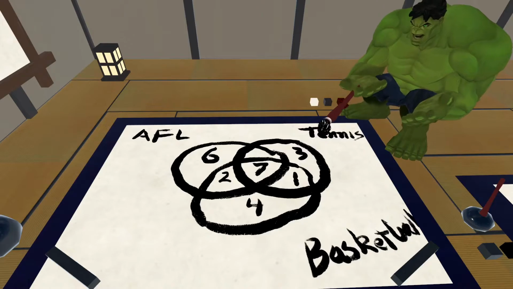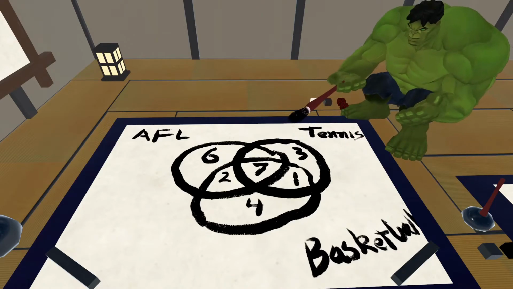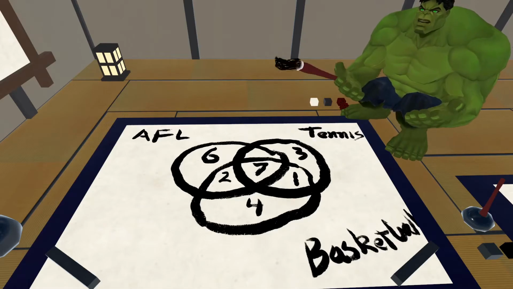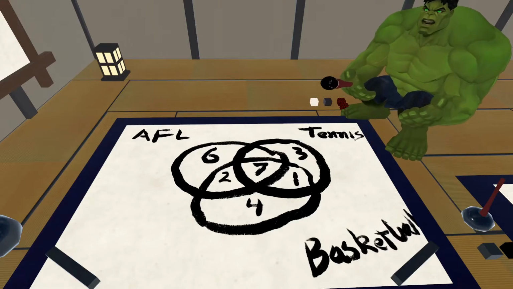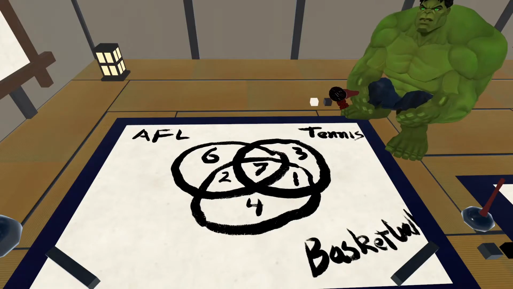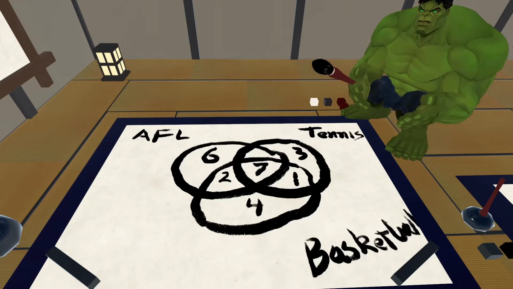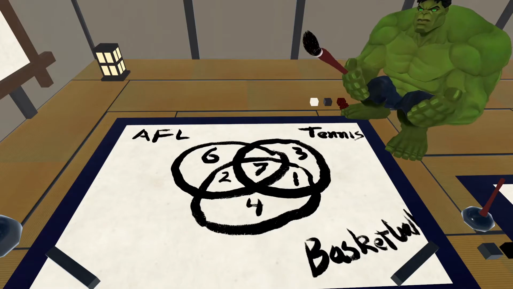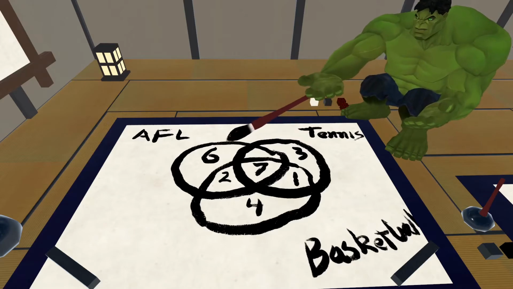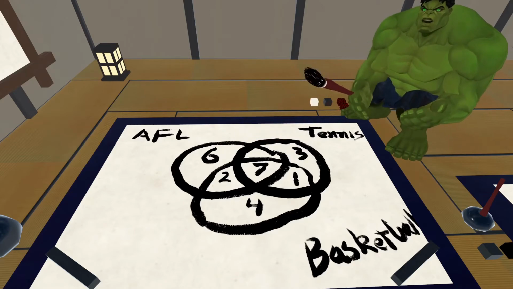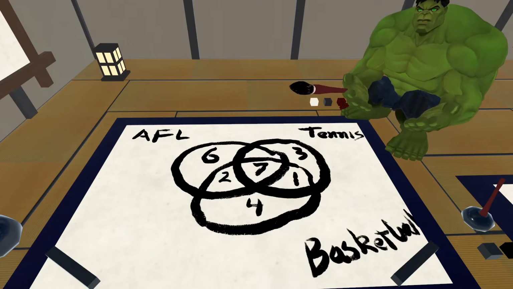This 1 here is in both the tennis and the basketball circle. So that means that there is 1 person that likes both tennis and basketball. So let's move to another screen so we can start writing out some probability and some communication skills that you can use to describe each one of these different individual parts or groups of parts.